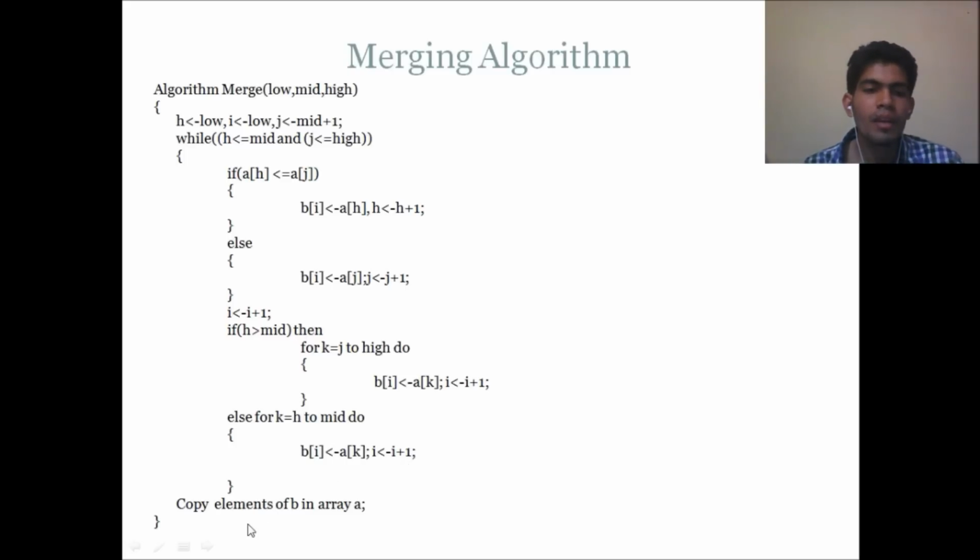Now when we have the temporary array b, we copy the elements of this array into the main array A. Now we have learned how to merge two sorted arrays.